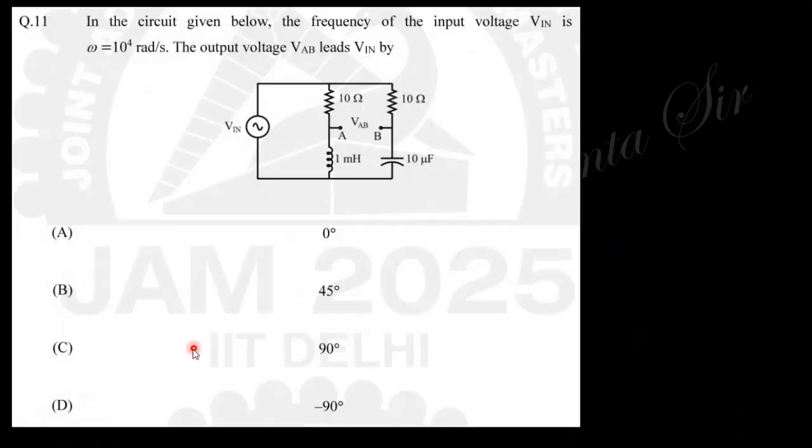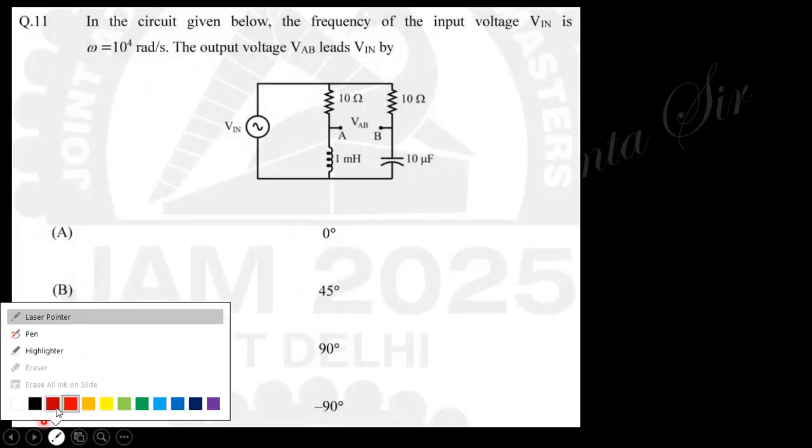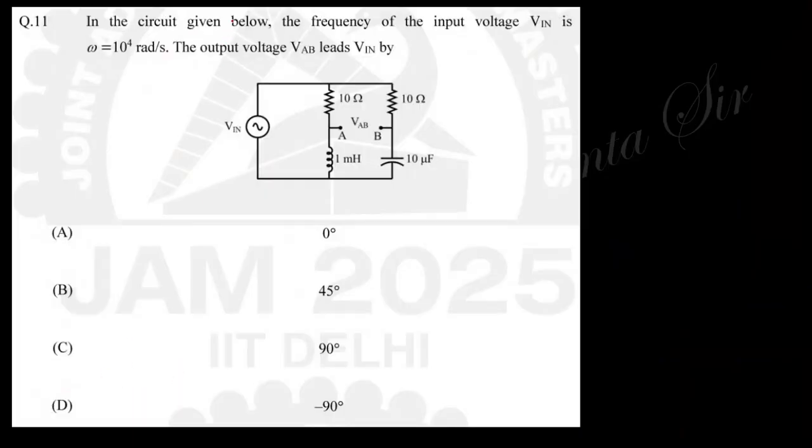So let's start. The first question says that in the circuit given below, the frequency of the input voltage V in is this. This is the angular frequency of the input voltage. The output voltage VAB leads V in. So we actually need to find the phase difference between the output voltage and input voltage.